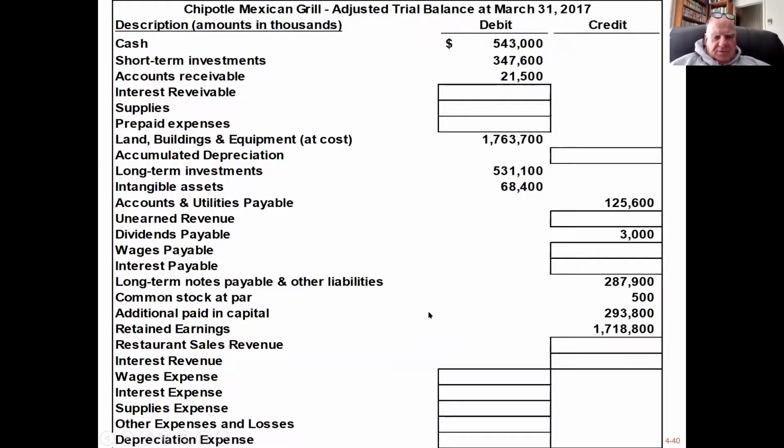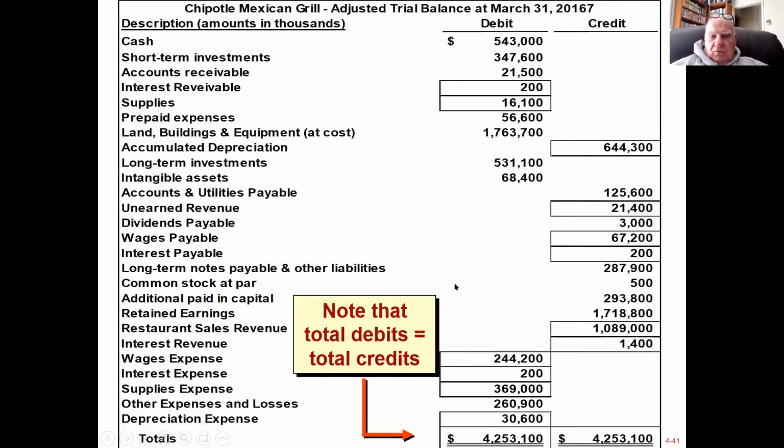Let's start with the expenses. I don't see any wages expense. I don't see any interest or supplies expense. So we know we're going to have to hit those. And we know if we debit wages expense, we're going to have to credit wages payable. And if we accrue interest expense, we're going to have to credit interest payable. Same thing with the supplies. Well, we know we used some supplies, and we have to now record that.